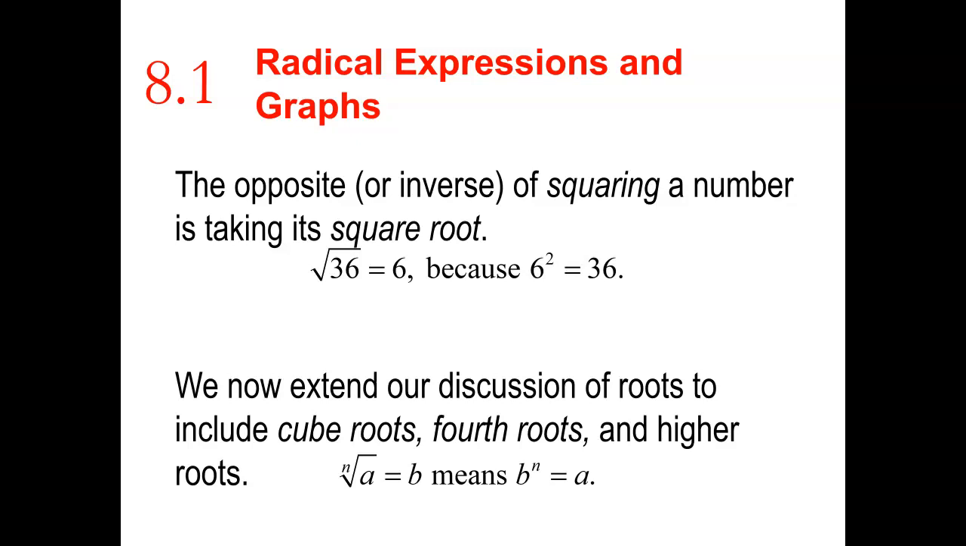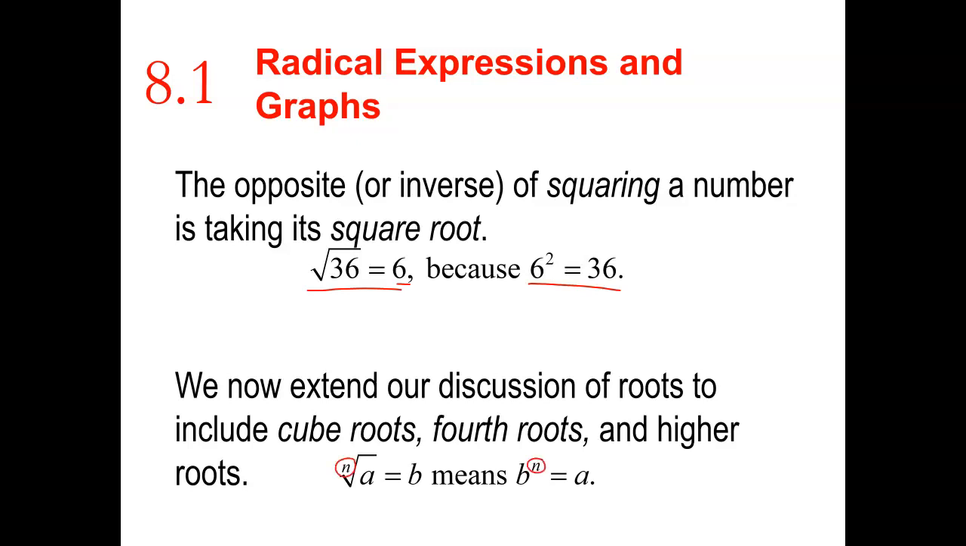Okay, perfect squares up to 144, and perfect cubes up to 125. Being able to recognize some of those as you see them over and over is going to become really helpful as we move into simplifying our radical expressions. When we look at the square root of 36, we know it equals 6 because its inverse is 6 squared equals 36. That's the relationship between exponents and radicals. And we can extend that to any exponent.